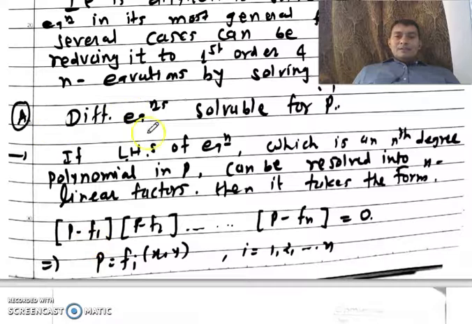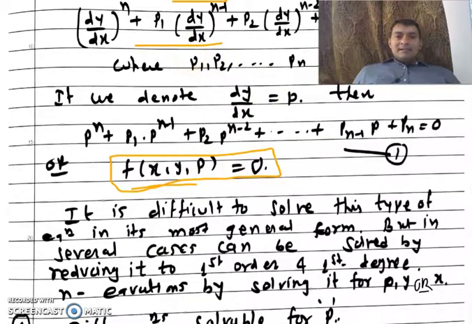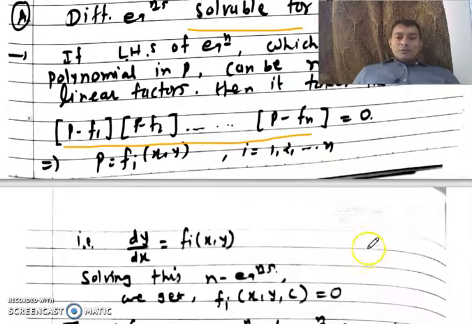So let us see the first one, differential equation solvable for p. If the LHS of equation number 1, that is, the right hand side is 0 and this is the LHS, is an nth degree polynomial in p and can be resolved into n linear factors, then it is going to be formed like this: (p minus f1)(p minus f2) up to (p minus fn) is equal to 0. So these are the n factors, and you can assume that p is equal to fi(x, y), where i is 1, 2 and so on.